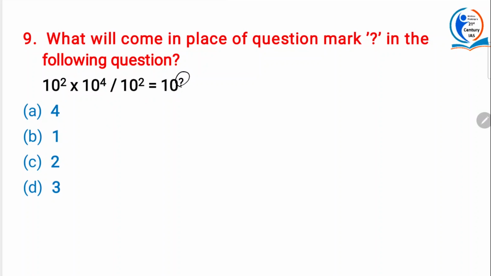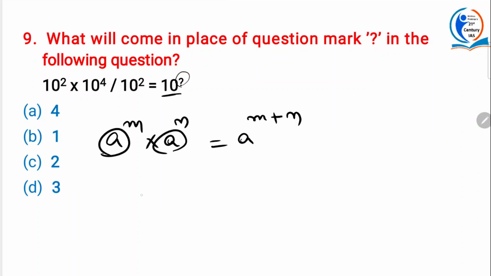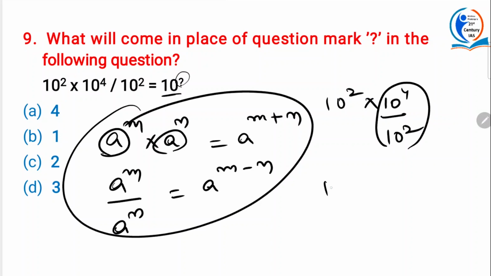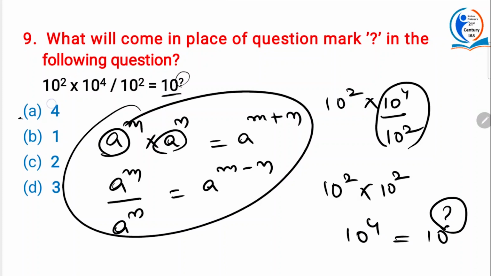Okay. So, he is asking you to find the power of 10 in the right hand side. All right. Especially in the simplification classes, we have seen that a power m into a power n, that is when bases are same, the powers will get added, a power m plus n, okay, and a power m by a power n is equal to a power m minus n. So, we will use this concept here, alright. 10 square into 10 power 4 by 10 square. Now, if you simplify this, what will you get? 10 square into 4 minus 2 is again 10 square. This is 10 power 4. This is equal to 10 power what? So, this question mark is 4.